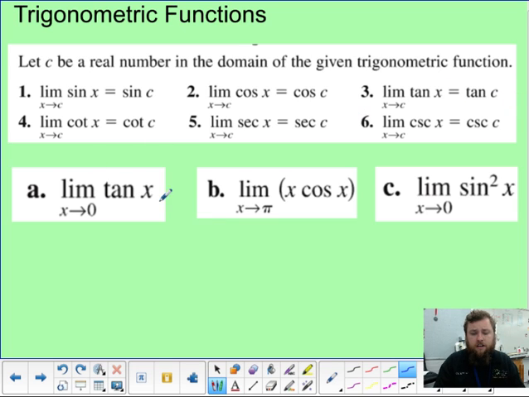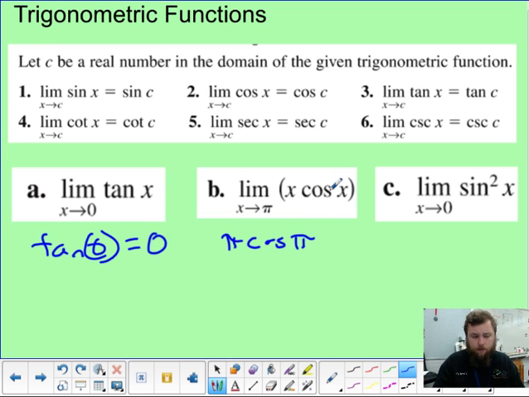So the limit of tangent of x as x approaches 0 is just going to be tangent of 0, which is going to be y over x, 0. All right, the limit as x approaches pi of x cosine of x is going to be pi times cosine of pi, and cosine of pi is the x value, so that's going to be -1, so pi times -1, which will be negative pi.